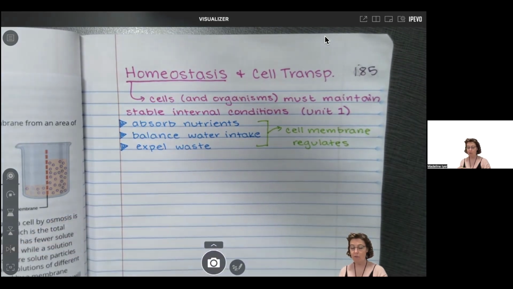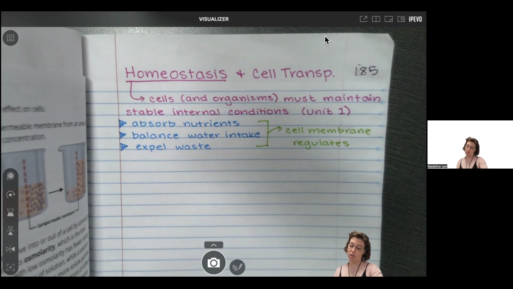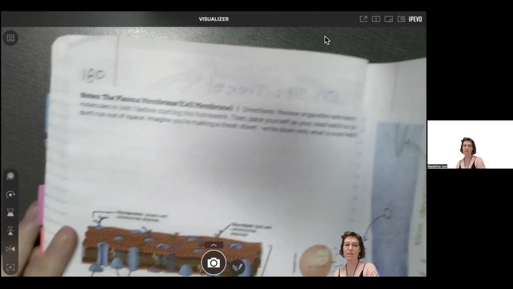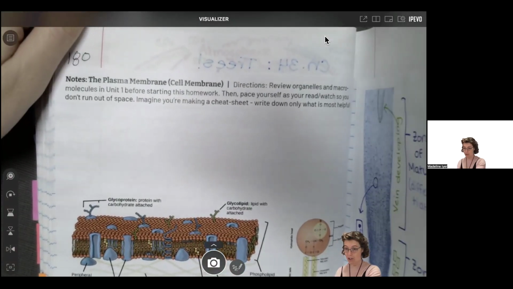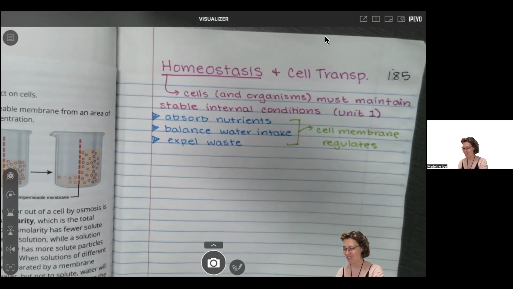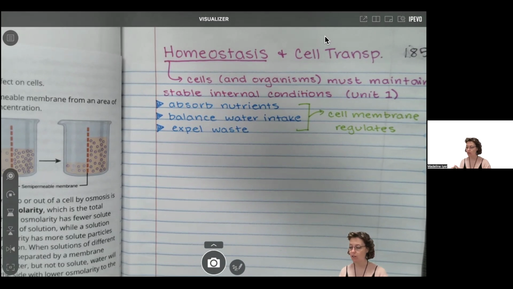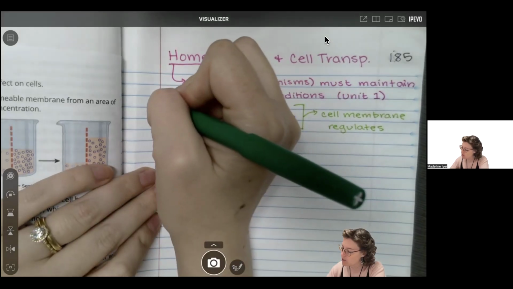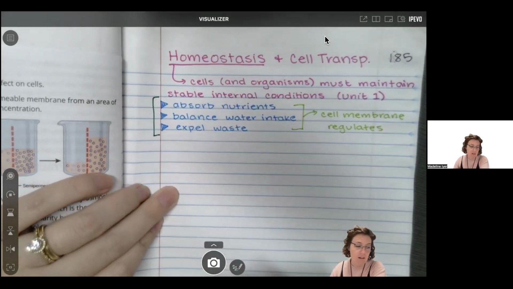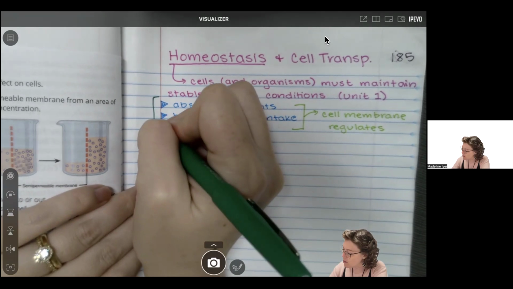So you've learned a lot about the cell membrane in your cell membrane homework, which is on page 180. If you haven't done this homework, oh my gosh, stop what you're doing, go do it. Pause this video and then come back. But if you have done this homework, go back, take just a quick look to refresh your memory on what's going on in the cell membrane. And once you're back here, let's talk about the 2 different ways materials can enter and exit the cell.